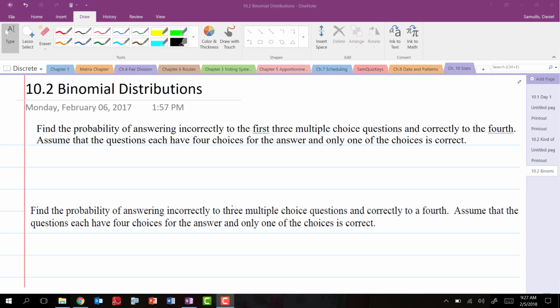Okay, ready? Here we go. All right. I don't know if you could see all the way in the back. I should have written it with a bigger font, but it is what it is.